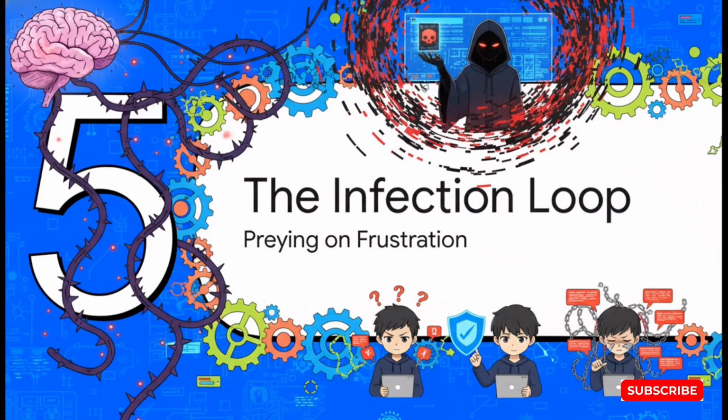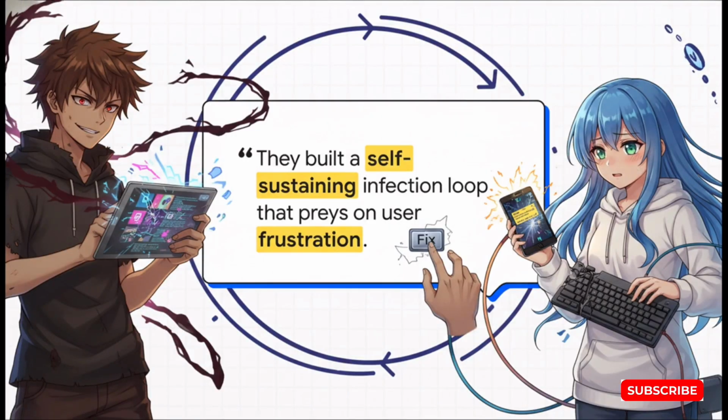All right, Section 5. Let's talk lessons learned. So, why does this attack work so well? I mean, it's not just about the technical tricks. The real genius, if you can call it that, is how it creates this cycle of deception that preys on a really powerful and really human emotion, pure frustration. This quote from the Huntress researchers who found this whole campaign just hits the nail on the head. They call it a self-sustaining infection loop.